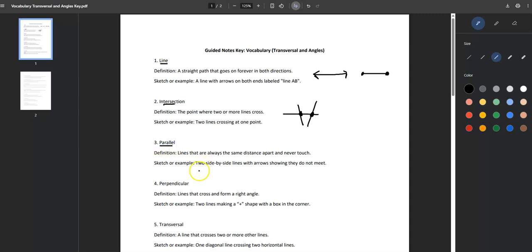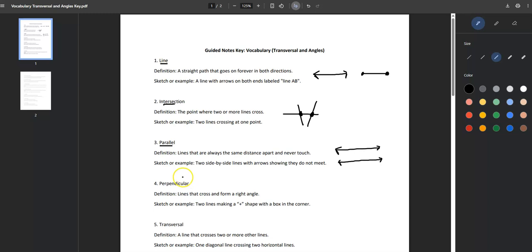Okay, parallel. These are lines that are the same distance apart and never touch. So if I have a perfect drawing here, I would have these two lines that are the same distance apart the whole time, and they're never going to intersect as they go. So those are parallel lines.